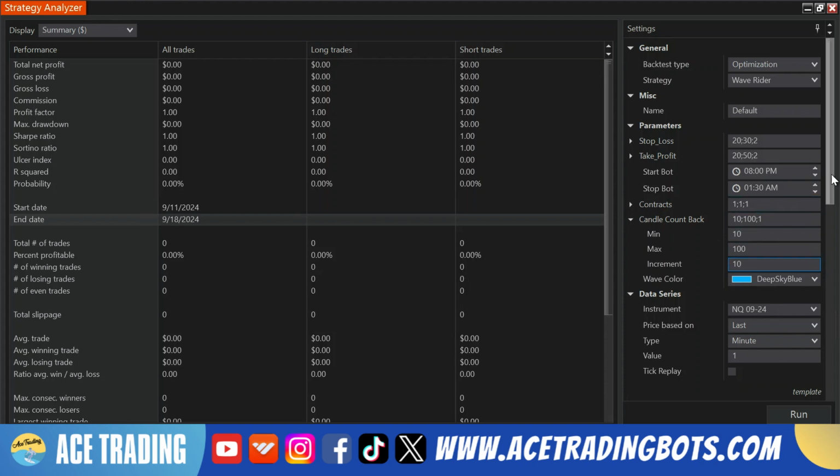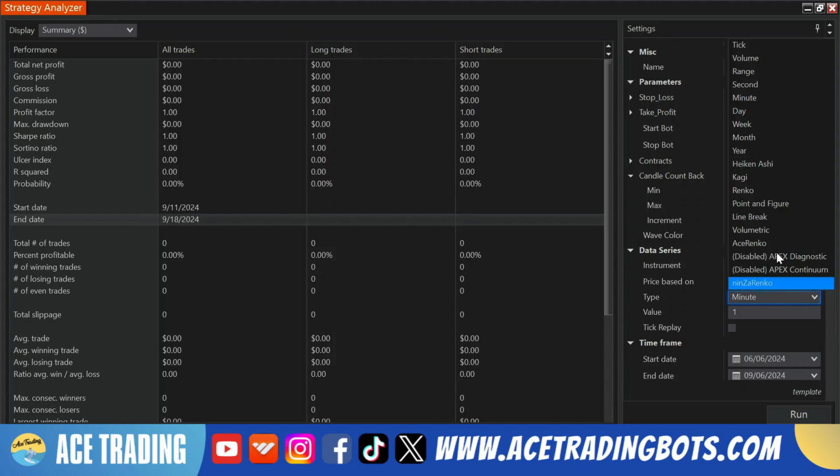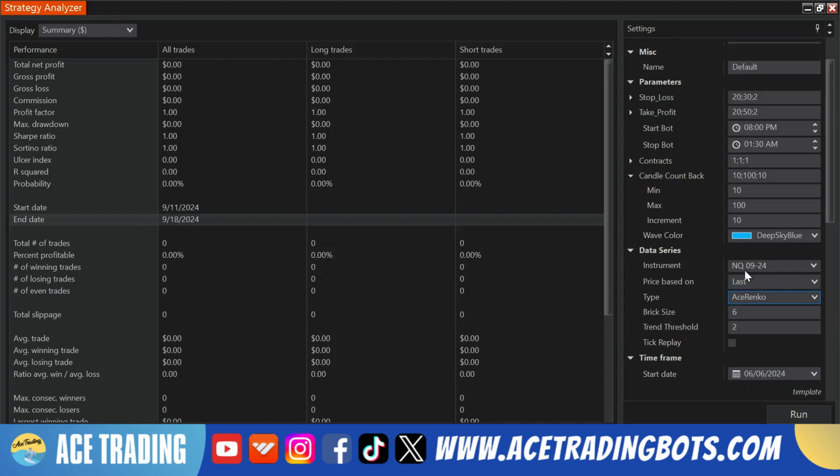Well, what I'm going to look at today is something a bit different. Rather than using a minute chart, I'm actually going to pull up our Ace Renko candles. So let me do that. You can see down the bottom here we have our Ace Renko candles. I'm going to use 15 and 15.